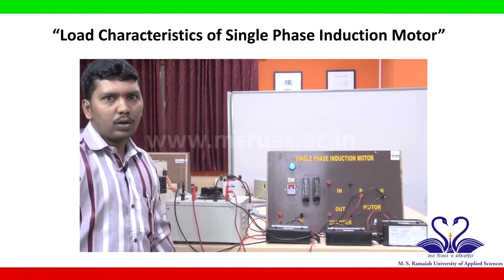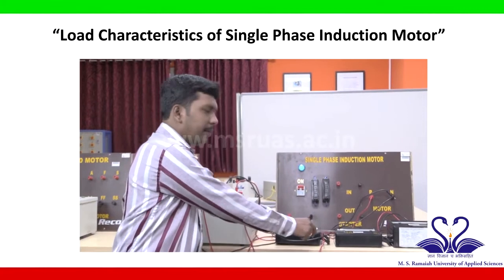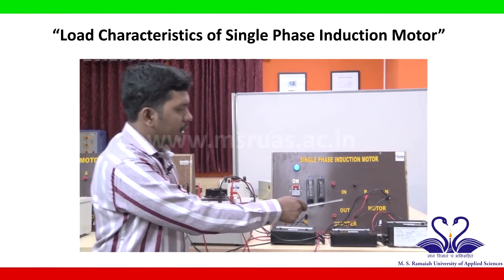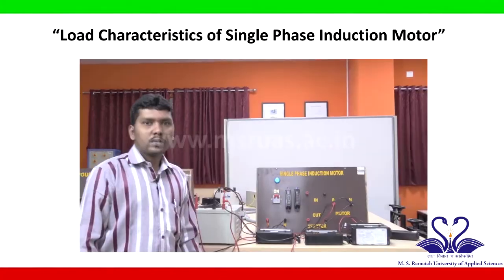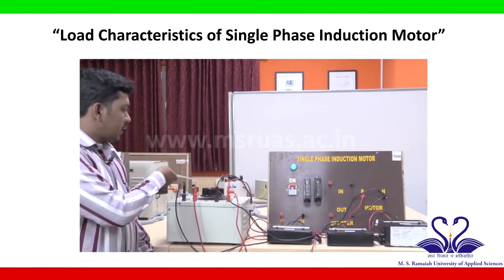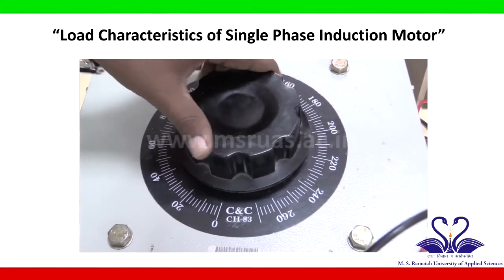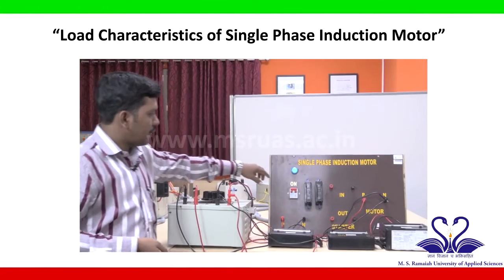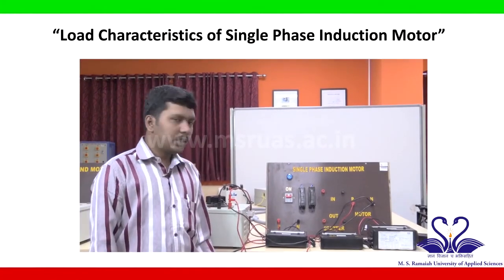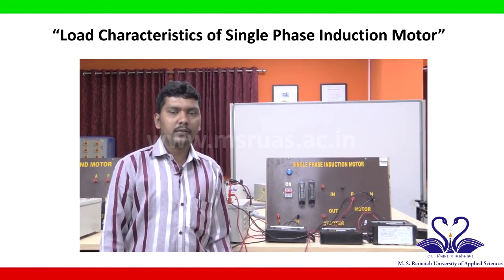Similarly, apply the load under different conditions and note down the corresponding readings of voltmeter, ammeter, wattmeter and spring balance readings, that is S1 and S2, and also measure the speed with the help of the digital tachometer. So after note down the readings, so remove the load and bring back the variable knob to the 0 position. And switch off the supply of the motor. With this, experiment is finished and plot its performance characteristics based on the obtained readings.